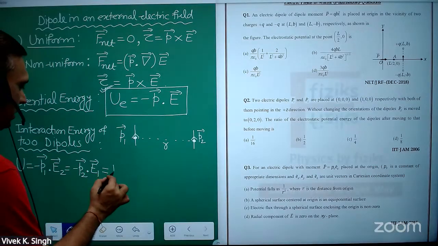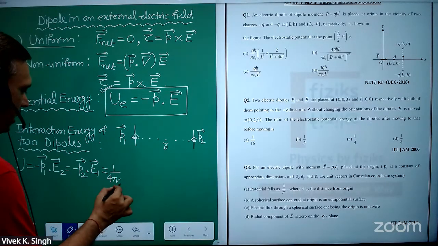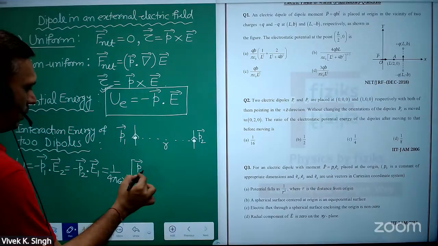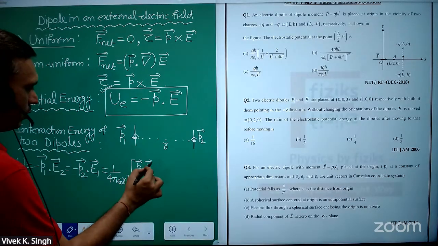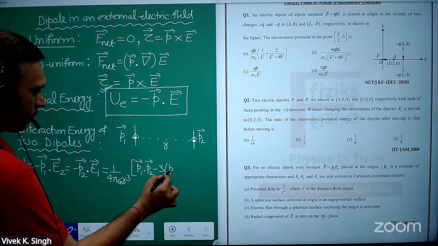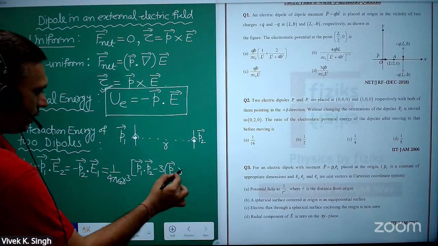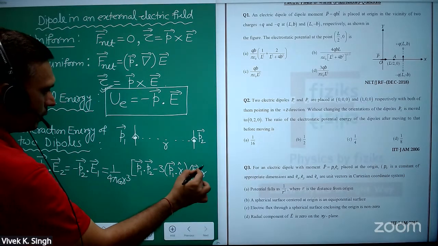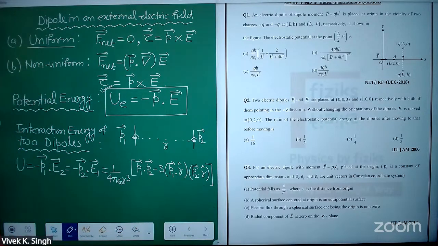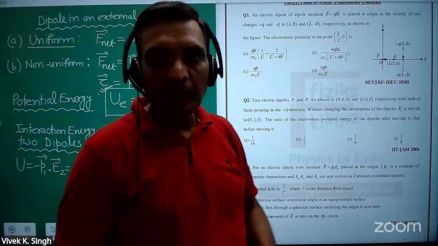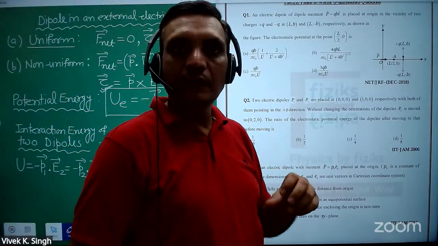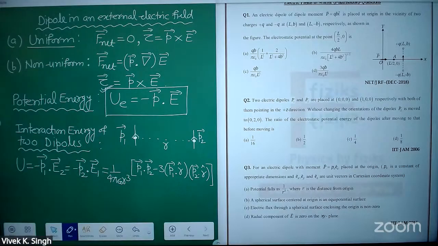If you calculate this, you will get 1 by 4 pi epsilon naught r cube times P1 dot P2 minus 3 P1 dot r cap times P2 dot r cap. Clear? So you have to remember these formulas. That is the interaction energy of the dipoles. So this is the summary for the electric dipole. Now you have to solve questions.